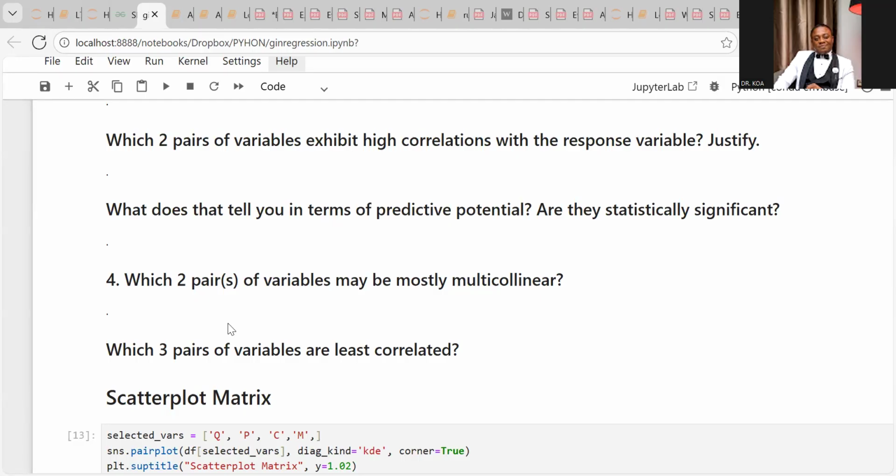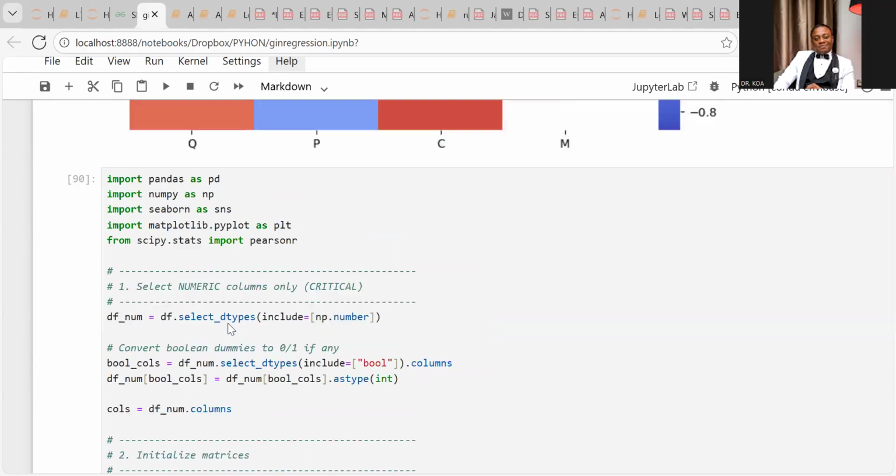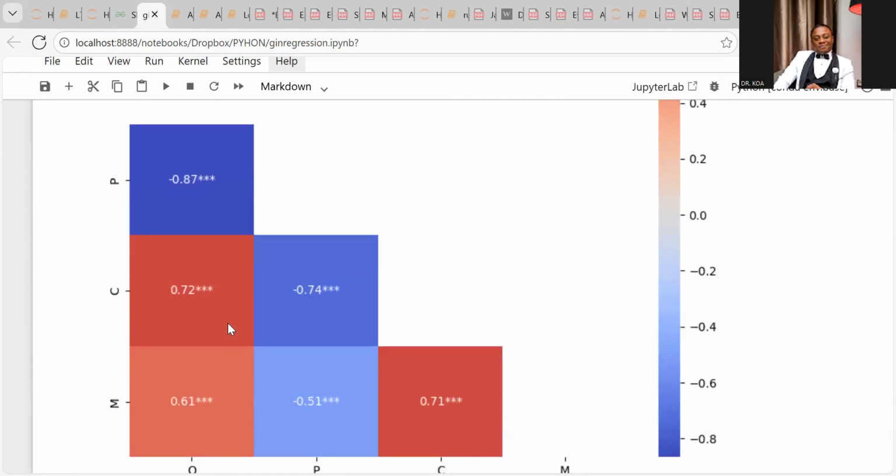Okay. More importantly, you got to check whether they are significant. Now, if you want to know whether they are significant, you have to use the stars. 3 stars means they are significant at what percent? 3 stars. It means they are significant at what percent?